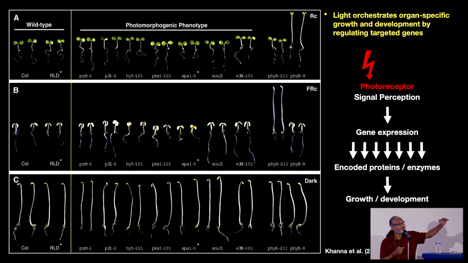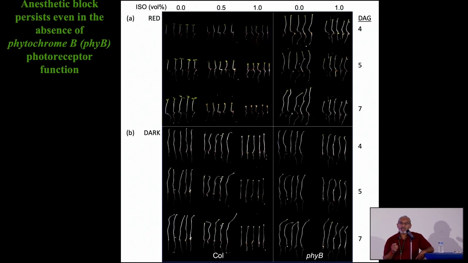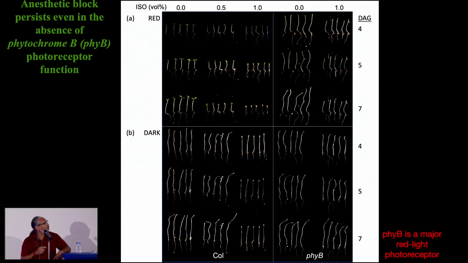So light is perceived by a photoreceptor. The process continues with signal transduction. There is gene expression, protein modification. The whole process regulates growth and development under specific conditions. So we applied this mechanism to study isoflurane.